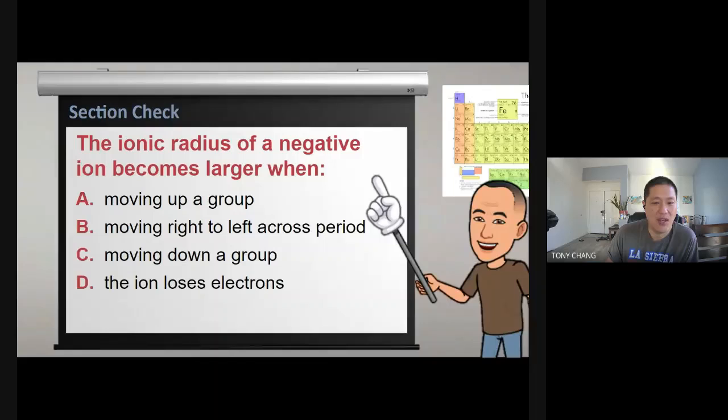An ionic radius, the size, gets larger when? 3, 2, 1, answer. A lot slower on this response. Okay.